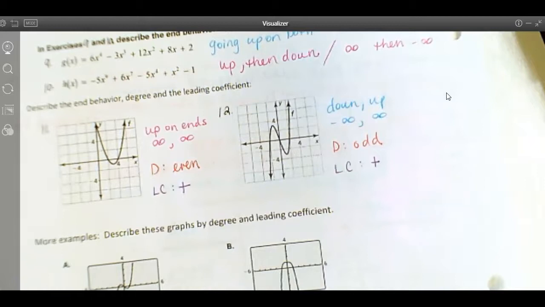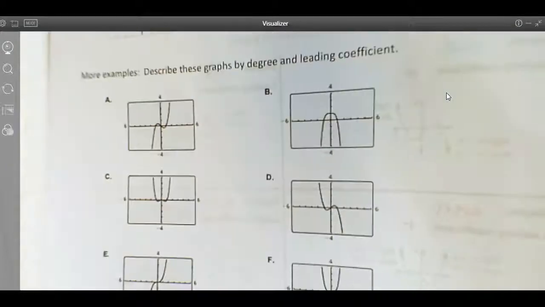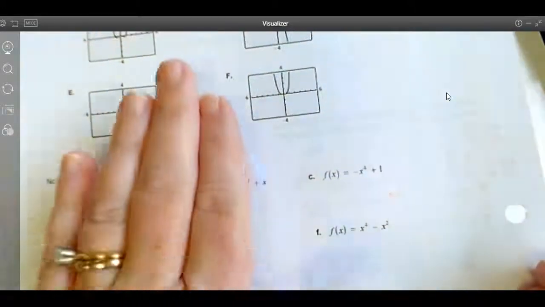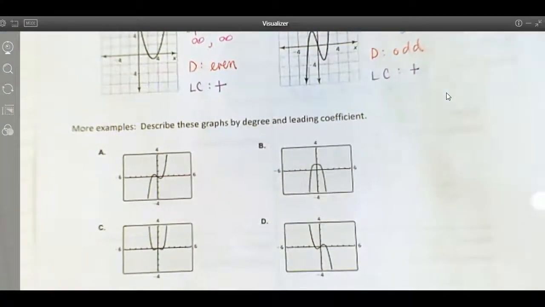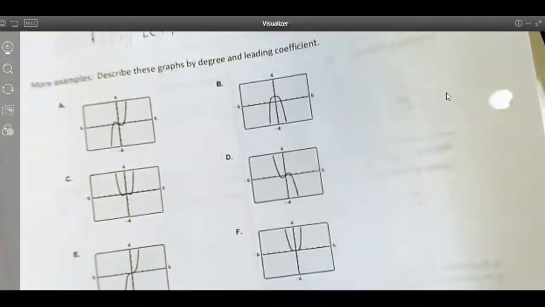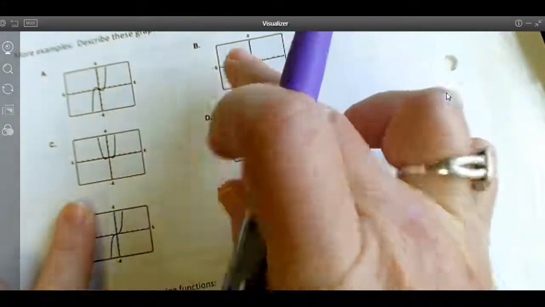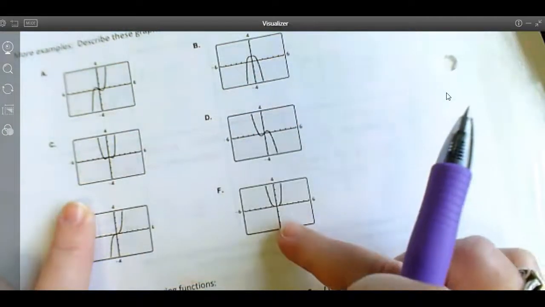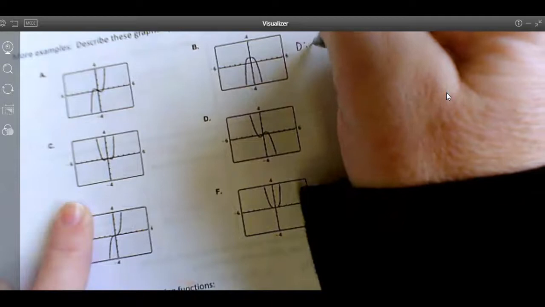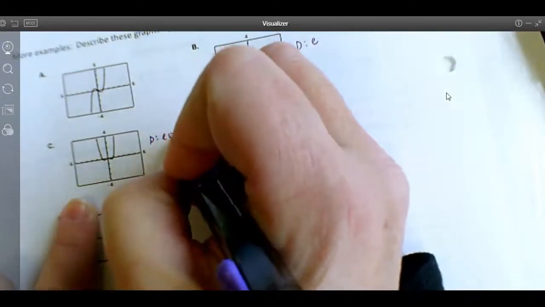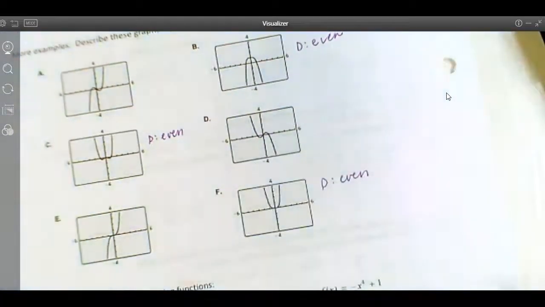The last thing we have is for us to compare the equations with the graph. And technically, we could just graph these in Desmos and compare them. But I think we can figure some of them out without having to do that. And that's what I want to show you real quick. So B, C, and F, on the ends, they're all doing the same thing. So that means that the degree is going to be even on those three.